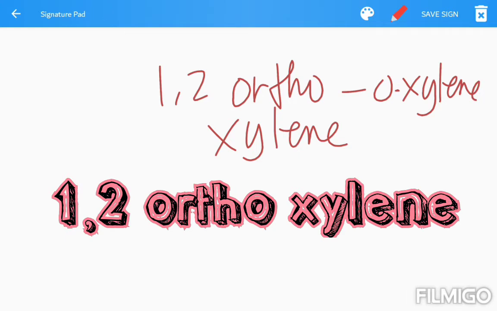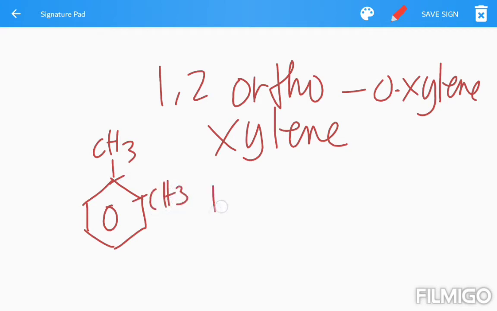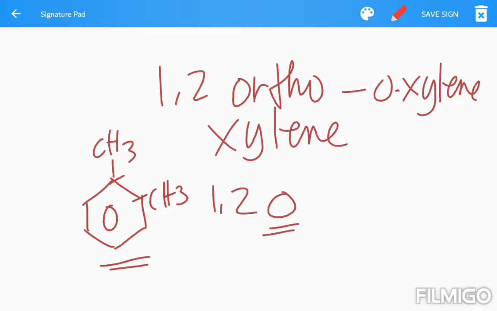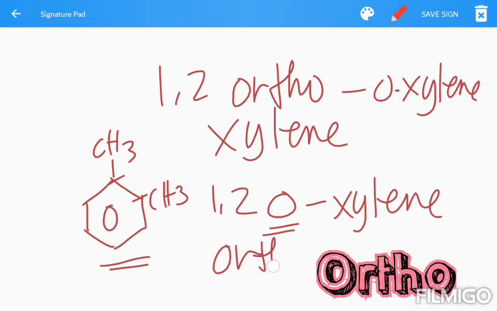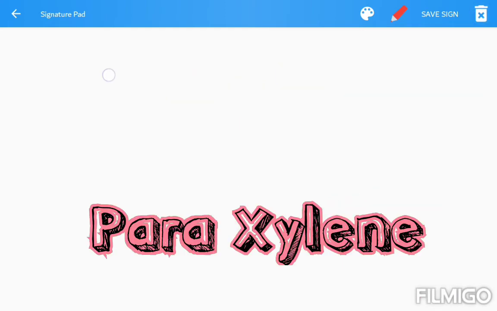So I will give CH3 at position 1 and position 2 CH3. So 1 and 2 give me an ortho abbreviation of this particular molecule. So it will come out with the name of O-silane, which stands for ortho.